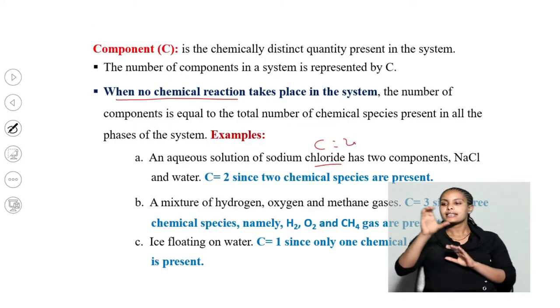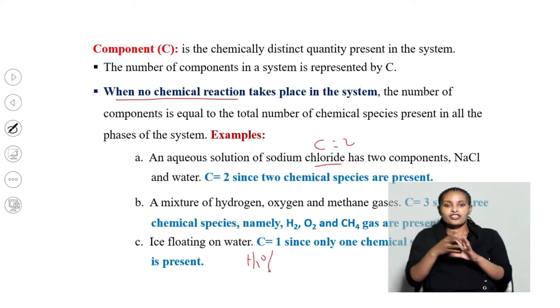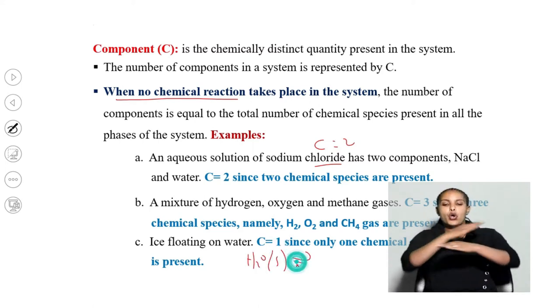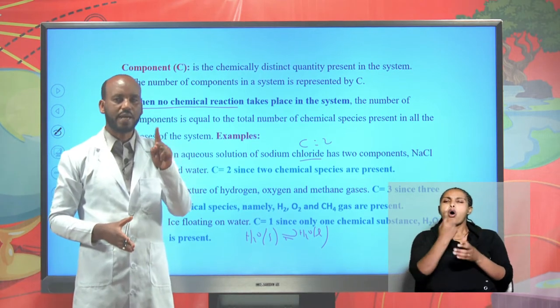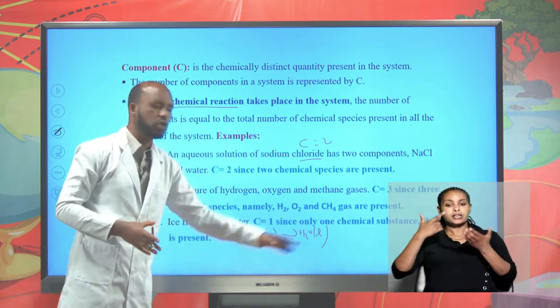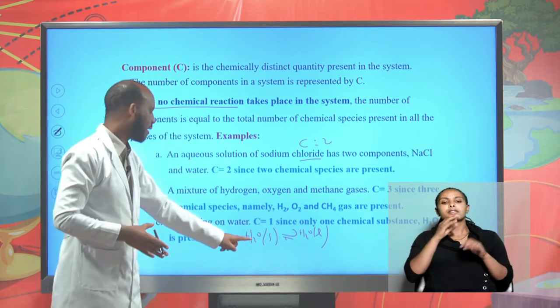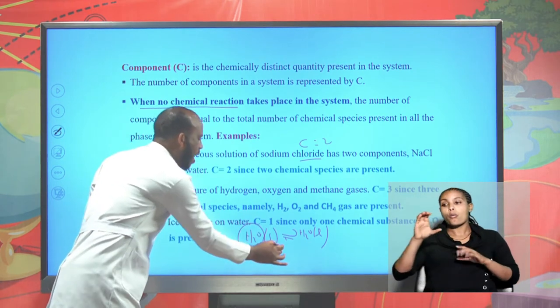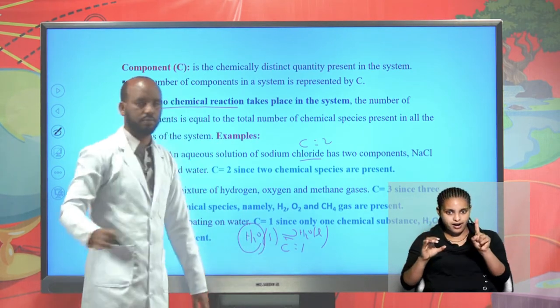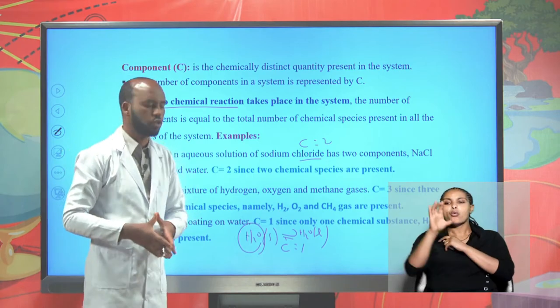C, ice floating on water, solid in equilibrium with water, liquid. There is only one chemical species in this system, that is water, H2O. Therefore, the number of components is 1, C equals 1, since there is only one chemical species.